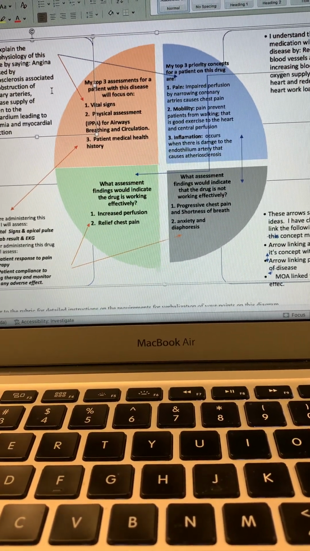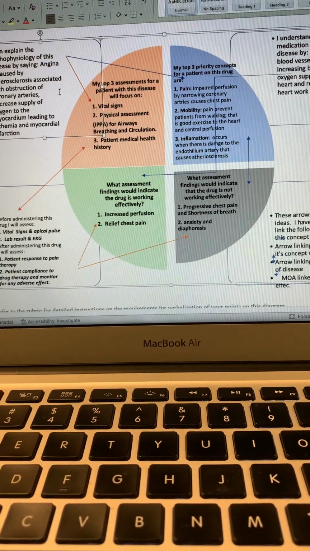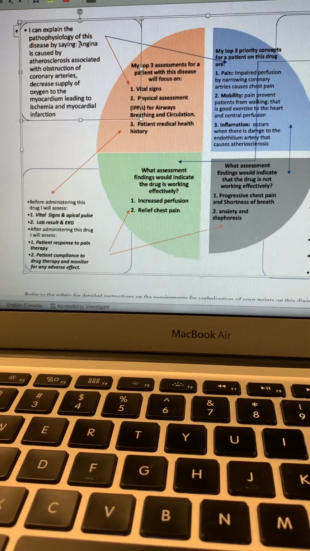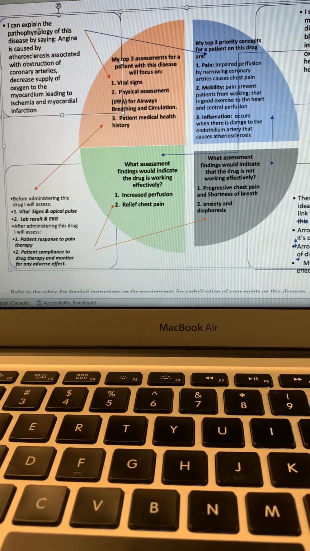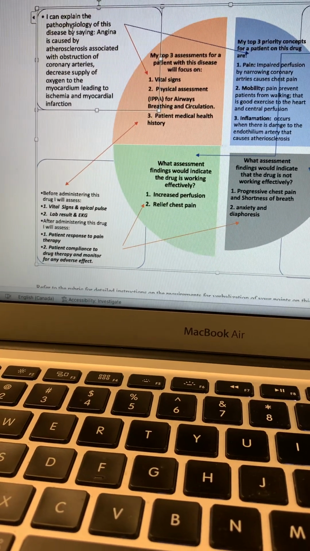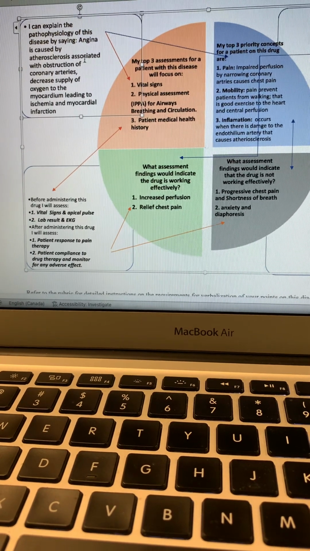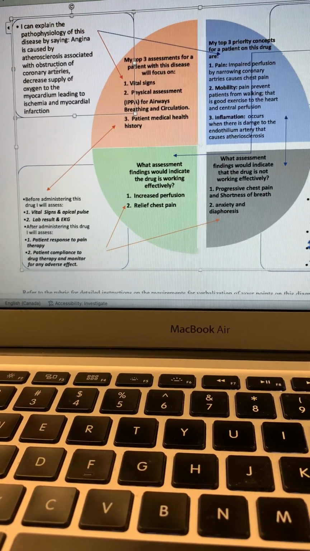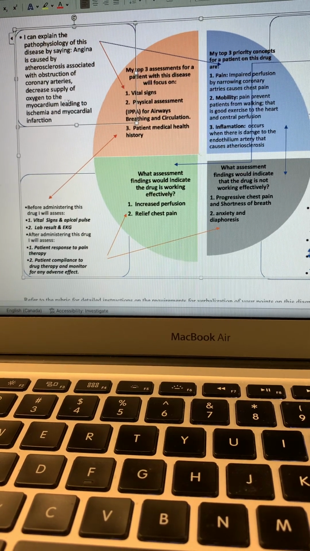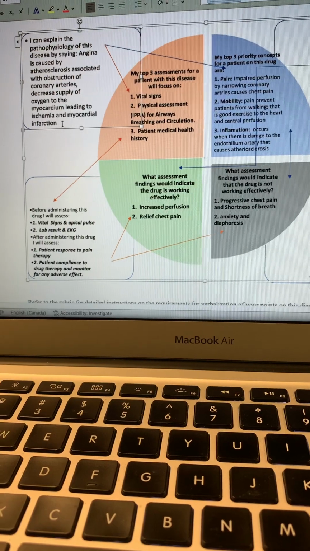I'm going to be talking about isosorbide mononitrate, an anti-angina medication, starting from the left on my patho map. Angina is a pain in the chest, and it is caused by atherosclerosis, which is associated with obstruction of the coronary artery, decreasing the supply of oxygen to the myocardium, leading to ischemia and myocardial infarction.